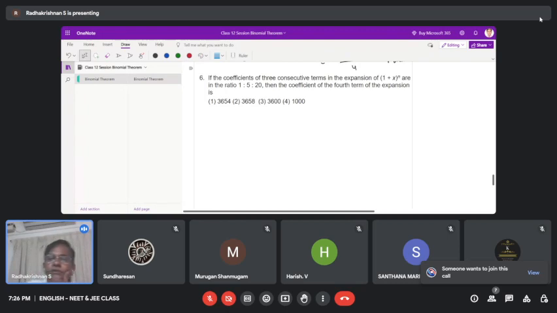If the coefficients of 3 consecutive terms in the expansion of (1 + x)^n are in the ratio 1:5:20, then find the coefficient of the fourth term of the expansion.